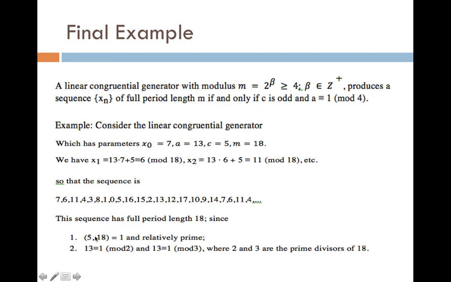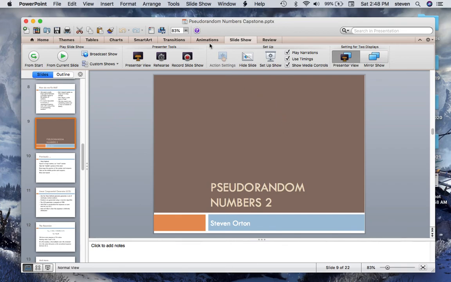We didn't violate any rules. The gcd of our c value of 5 and our m value of 18 is equal to 1. It's relatively prime. We're still good there. 13 is congruent to 1 mod 2, and 13 is congruent to 1 mod 3, where 2 and 3 are the prime divisors of 18. So we've really satisfied all three principal conditions of our linear congruential formula. All right. Thank you very much.